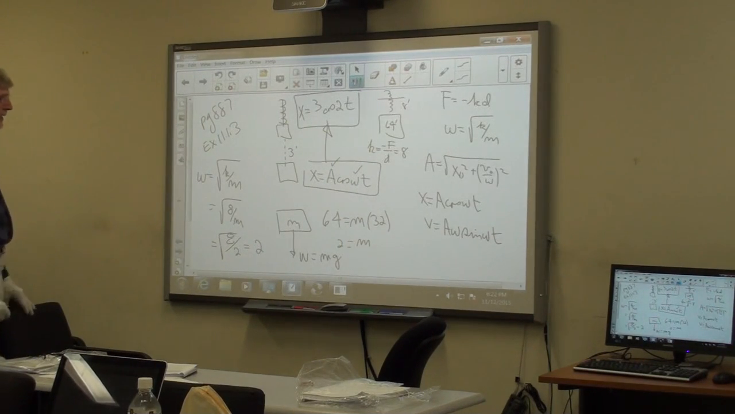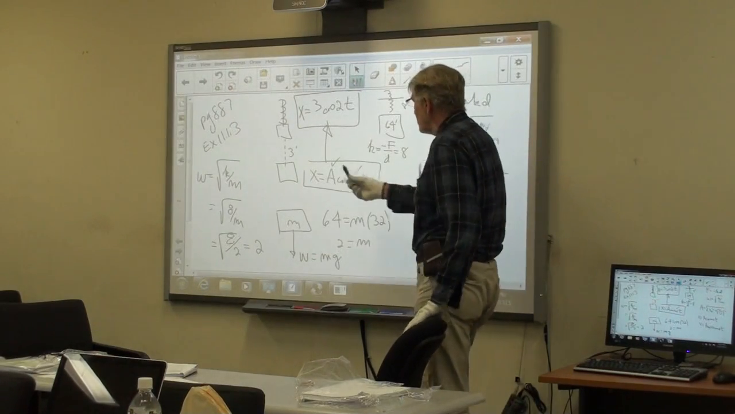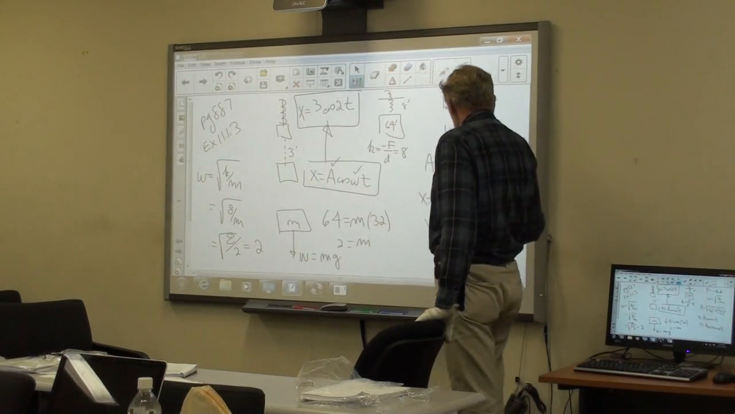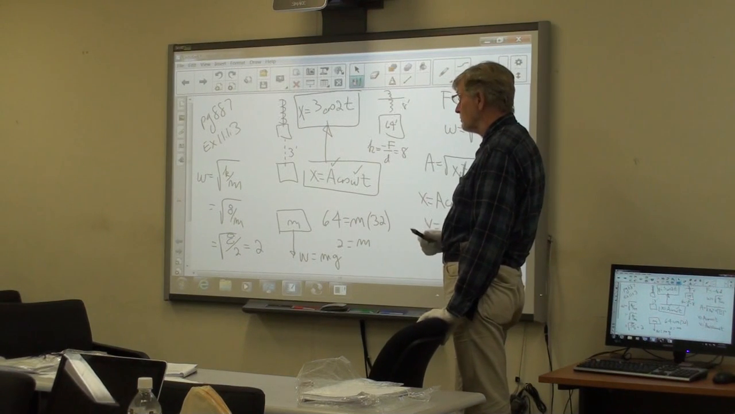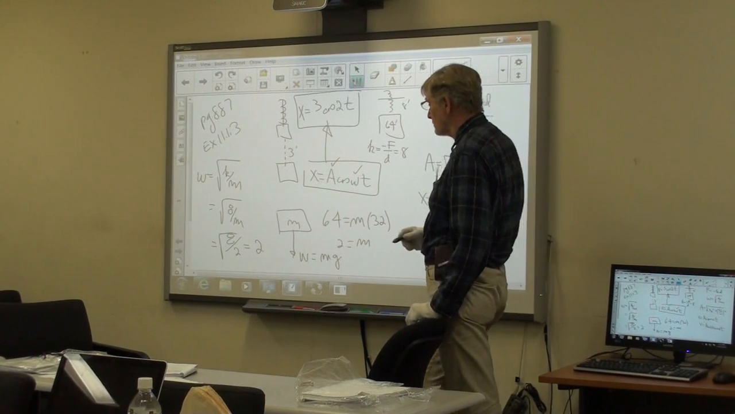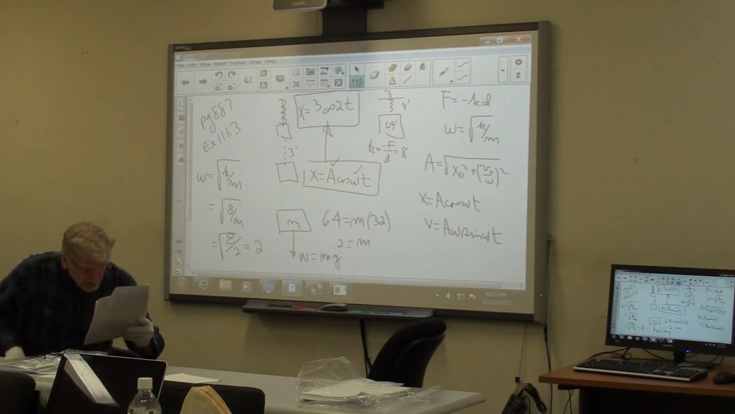Sorry, so x, what equation is that? Well, we found A from the equations, and we found omega from the equations. And A is given by this equation. Oh, I see. Okay. And x0 is 3, and v0 is 0. It was not kicked. So we have found the equation of motion.